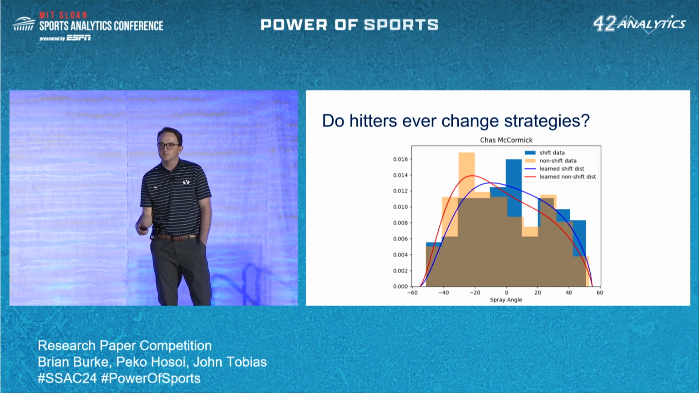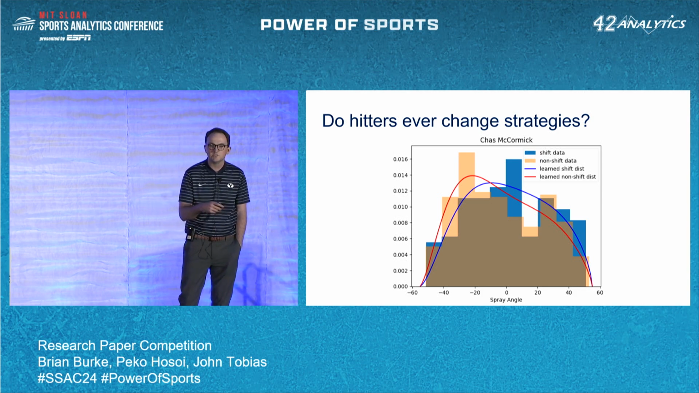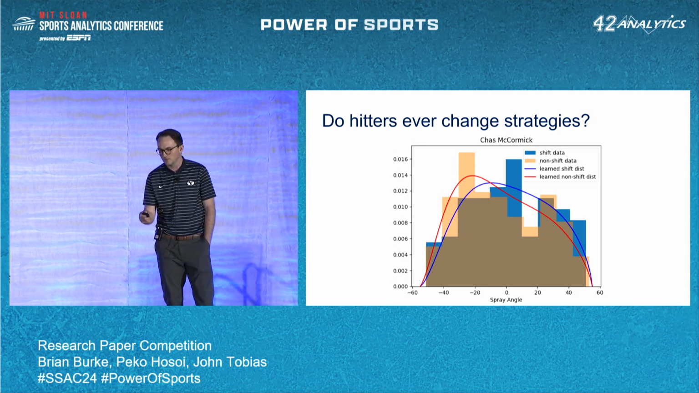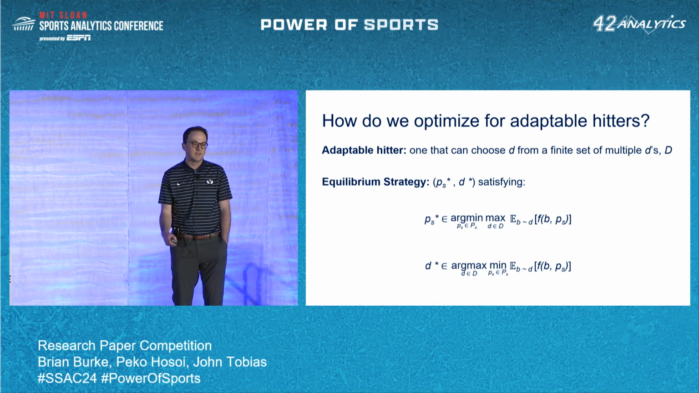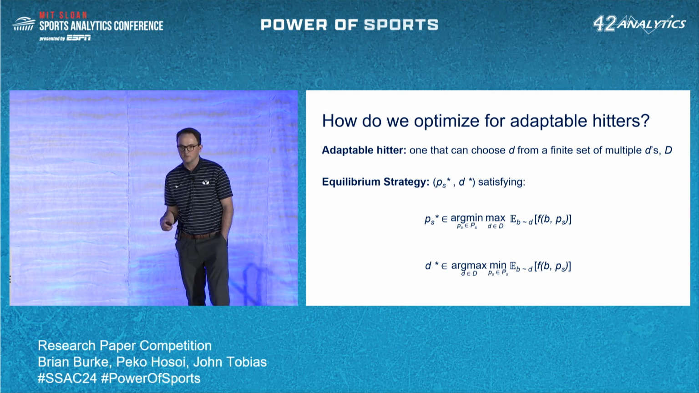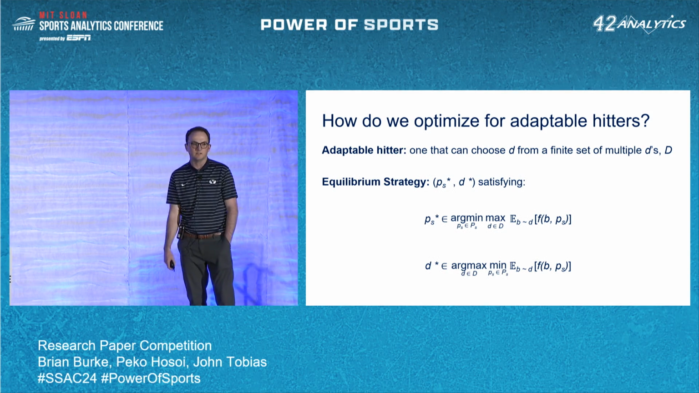So that naturally raises the question, what do we do against a hitter like Chas McCormick if when we shift against him, he's just going to hit the ball the other way? And in general, what do we do against an adaptable hitter? So we're going to define an adaptable hitter as a hitter that's choosing their batted ball distribution from a finite set of multiple batted ball distributions.